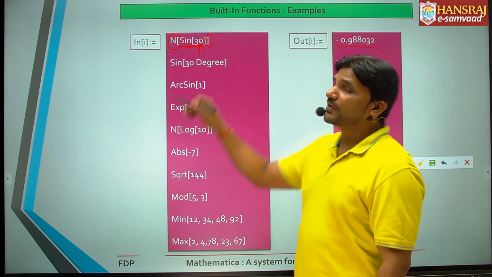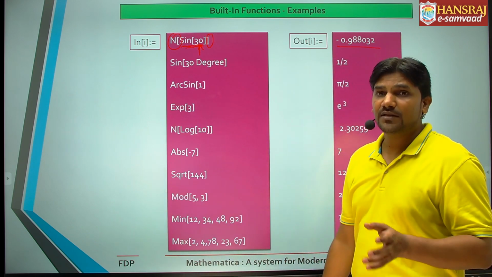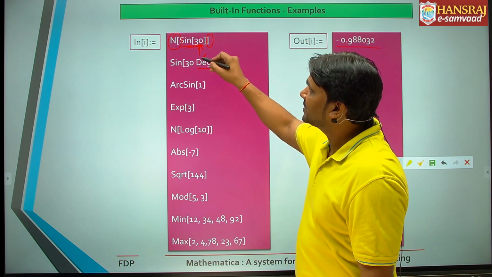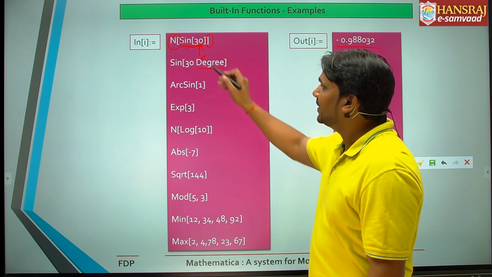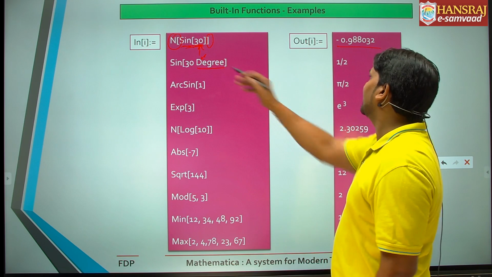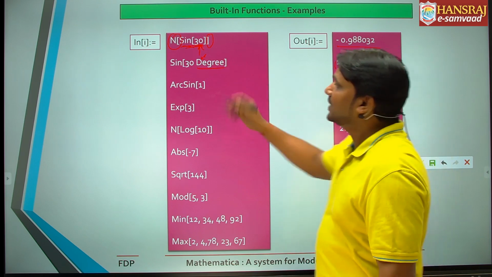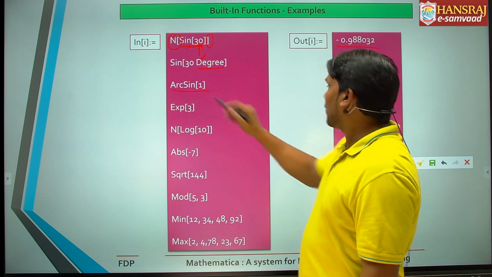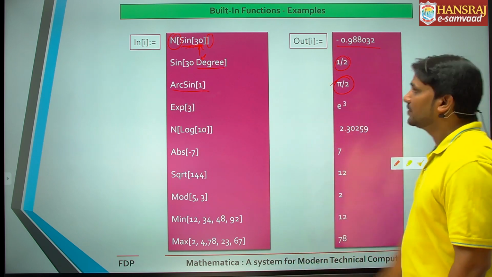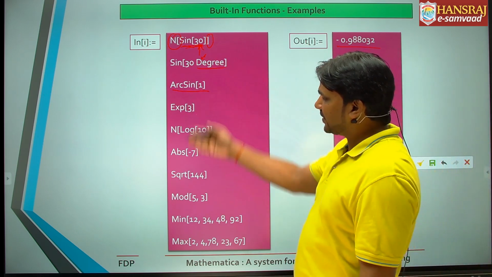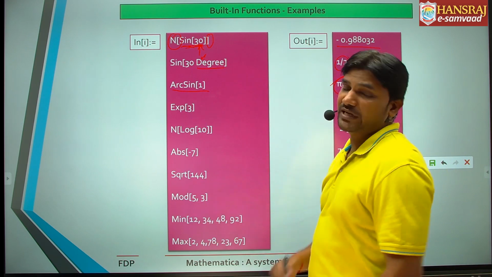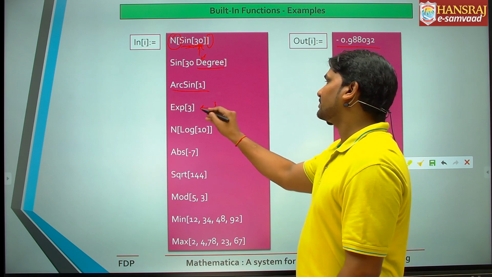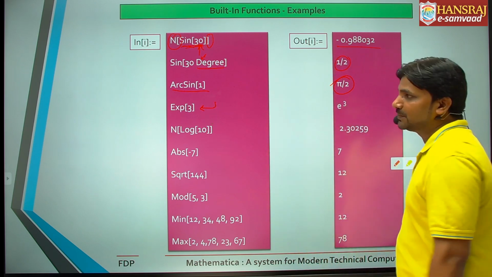Another is if you want to find out the sine 30 degree, then you need to write the Degree word here, and you can see again the Mathematica rule is applied, D is capital. So Sin[30 Degree] is 1/2. Similarly, if you want to find out the sine inverse 1, then ArcSin[1], and you will get the value pi/2. So all of these are inputs, each and every one you can write in your Mathematica, each line, and just press Shift+Enter and you will get your output.